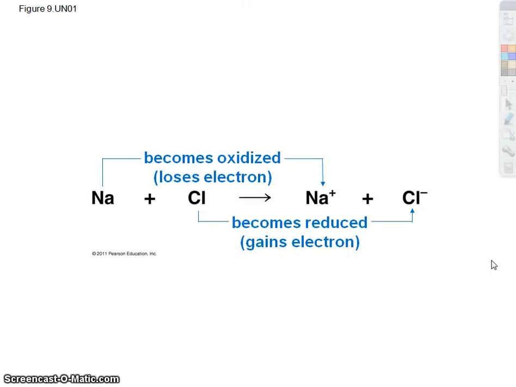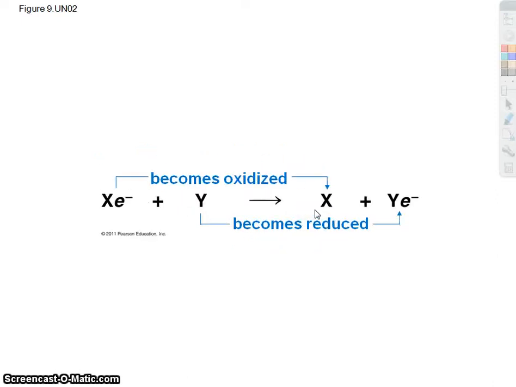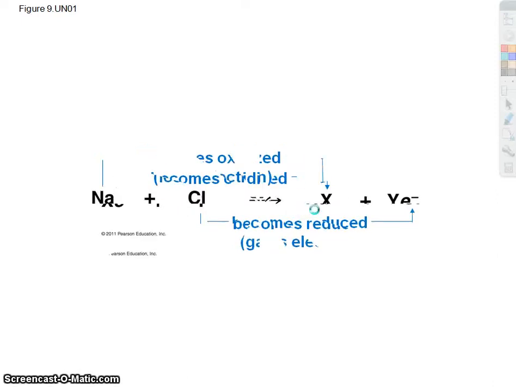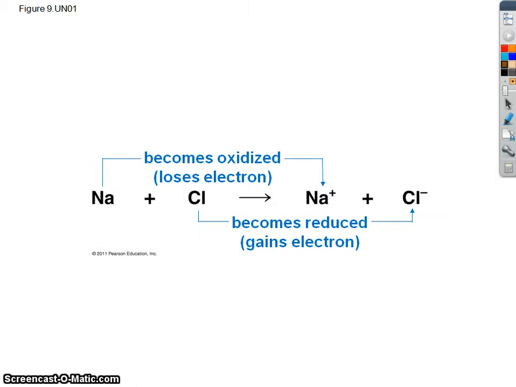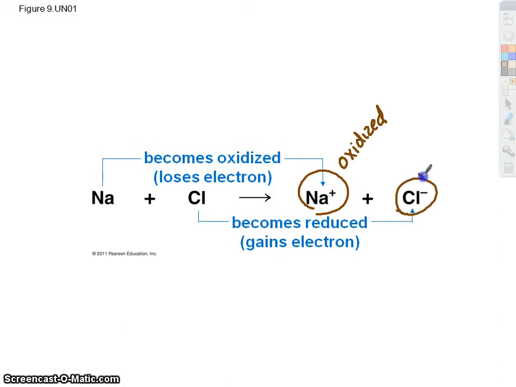Hopefully you remember enough from chemistry to remember that when it loses an electron, it gets a positive charge. So whichever one became positive, that's going to be your oxidized one. All right, so in this case, our sodium lost an electron. So our sodium became oxidized, and the electron had to go somewhere. This is why it's called redox, because they have to happen in a pair. This is what got the electron, so this became reduced.